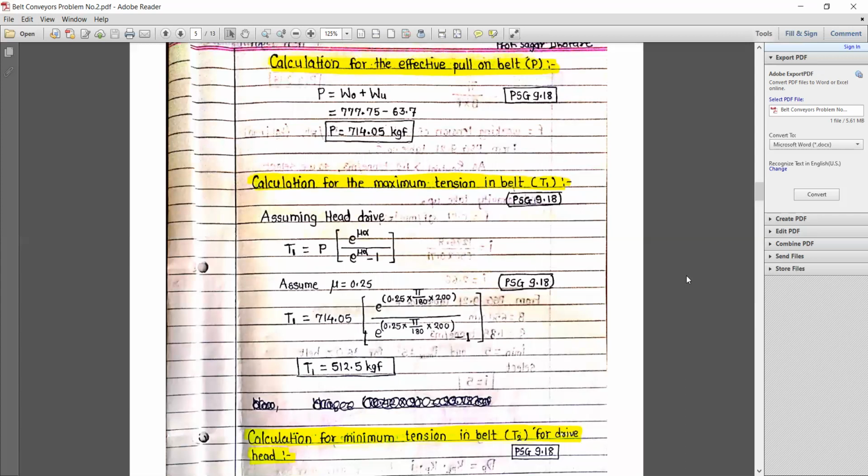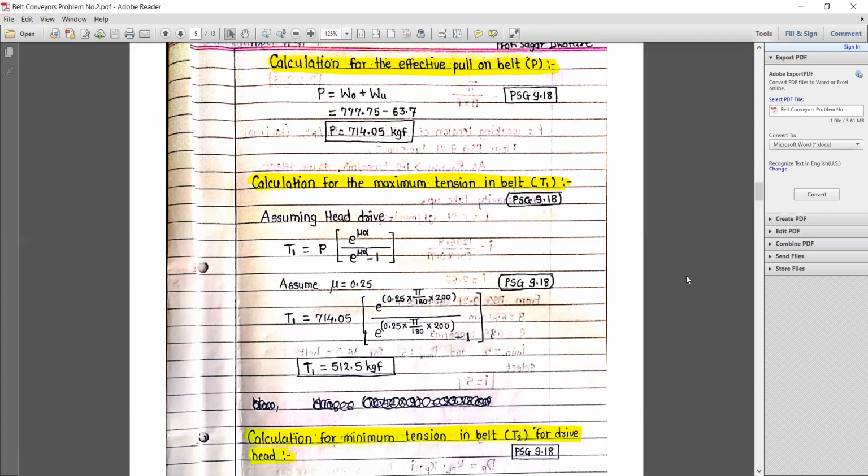Next step, calculation of the effective pull on the belt, denoted by P. So P is equal to WO plus WU, referring to page number 9.18: 777.75 minus 63.7. The effective pull on the belt P is equal to 714.05 kgf.